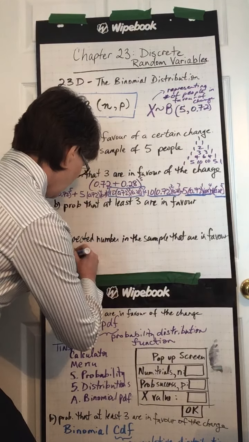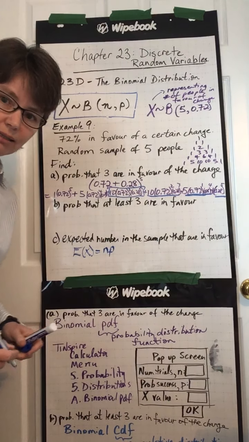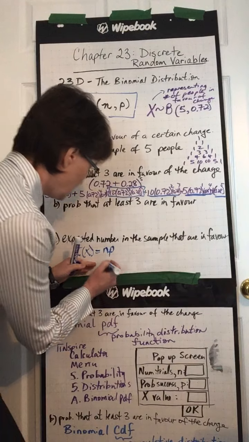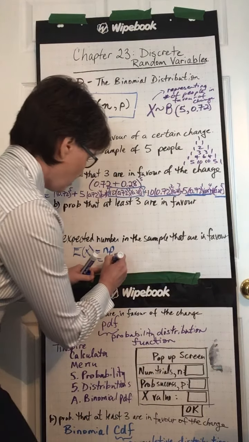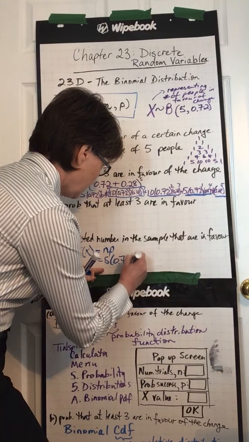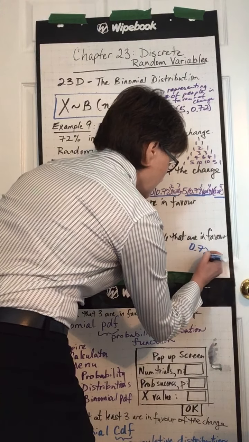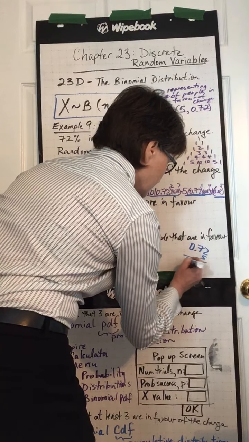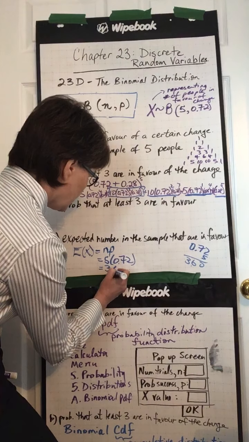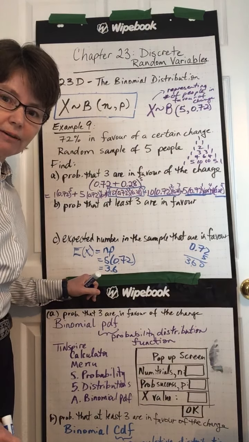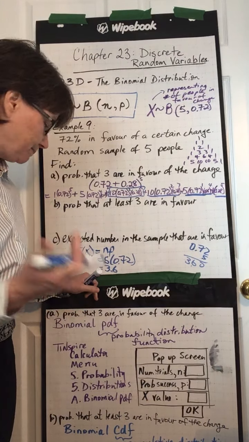Expected number in the sample, expectation equals N times P in a simple situation, and this is a simple situation. N, number of trials, we're selecting 5 random people. Probability of success, 0.72. So we just multiply that together and get our answer. So 3.6. So the expected number of people out of 5 that would be in favor of this situation would be 3.6.